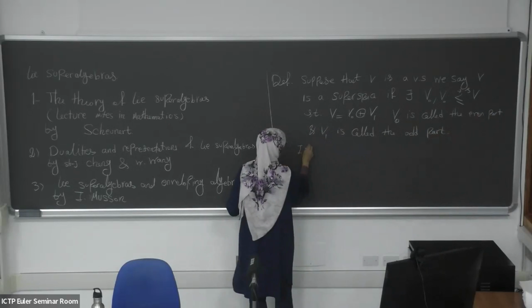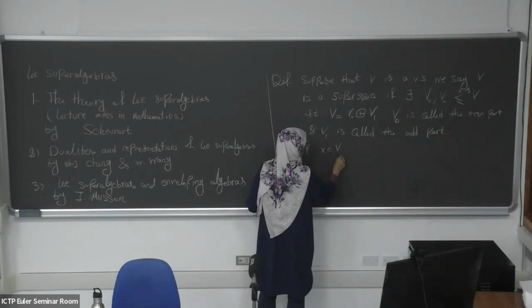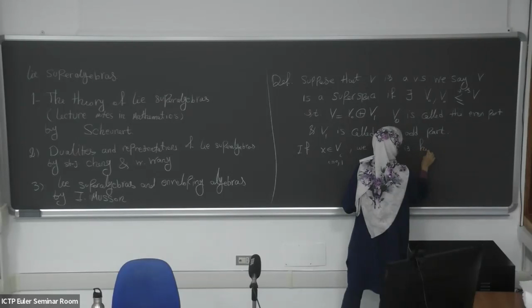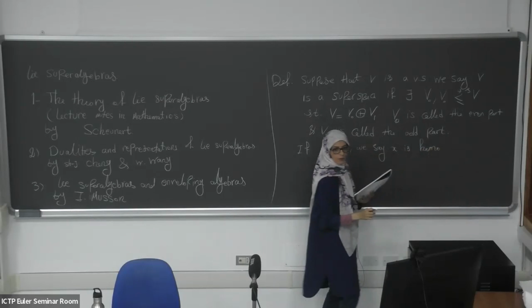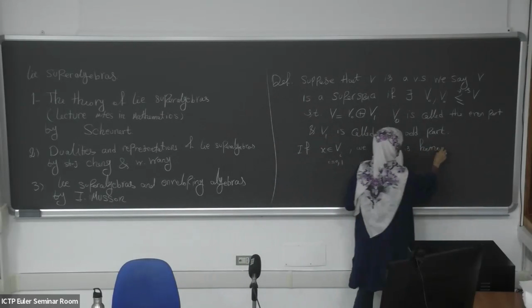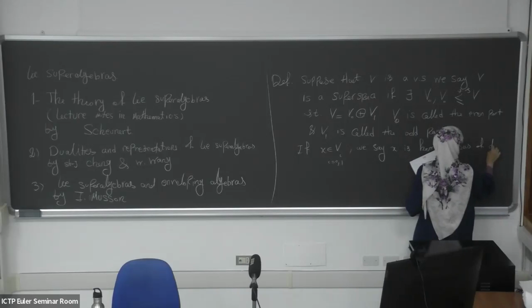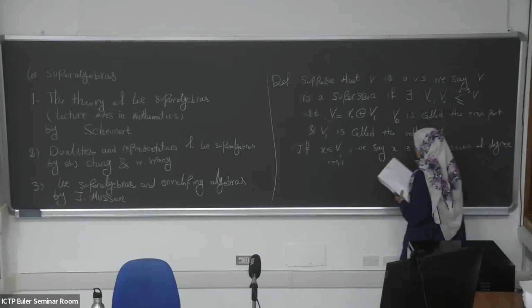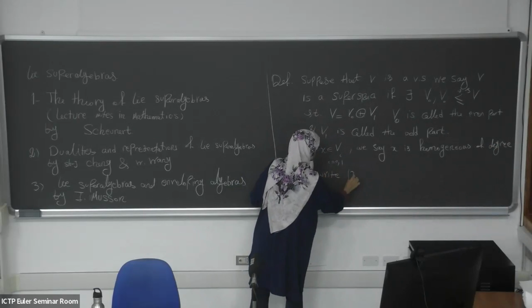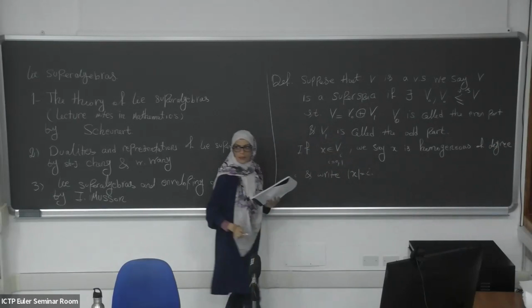If x is an element of Vi, where i is 0 or 1, we say x is homogeneous of degree i, and write degree x.